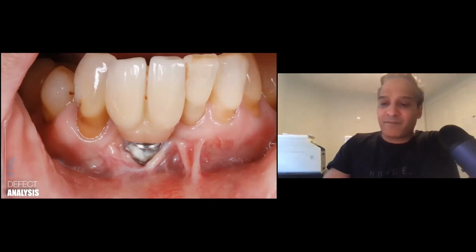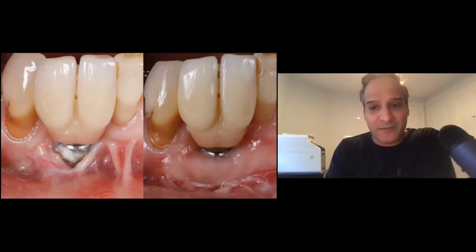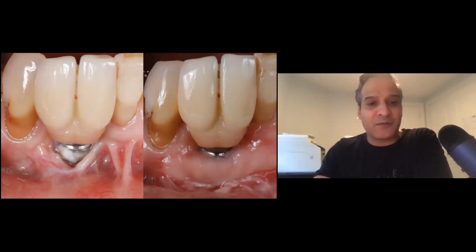So again, all we did was a free gingival graft. We cleaned the surface of the area. I removed all the frenal pulls. I created a split thickness bed, cleaned everything out, and did a nice free gingival graft across everything.